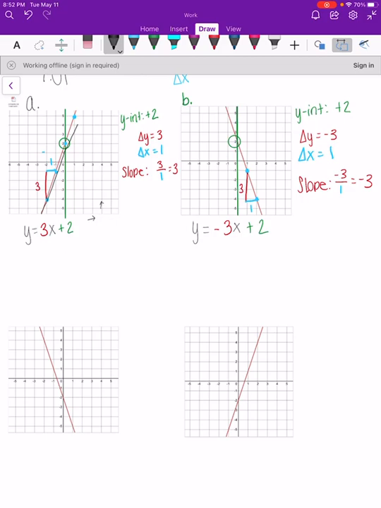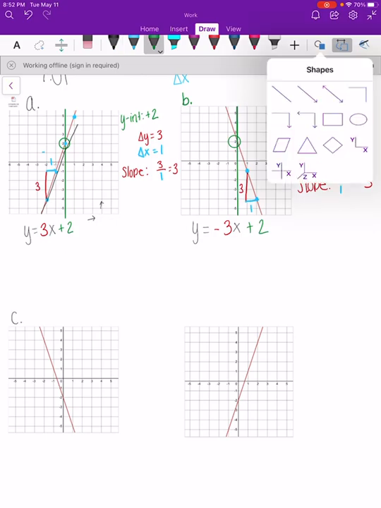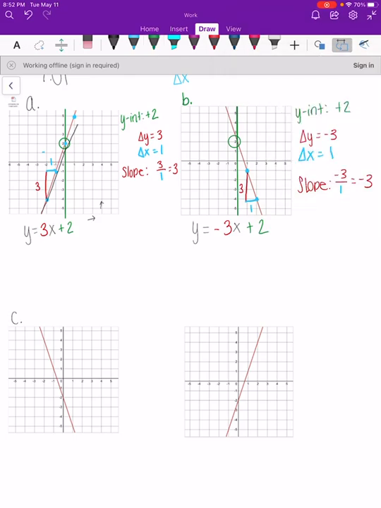Let's call this one down here C. We're going to do the same thing. I'm going to look for my y-intercept first. I think that's just the easiest one to find, so I look for that first. And this time it looks like my line goes through my y-intercept at -2. So this time my y-intercept is -2. And again, this line is going down and to the right, so that means my slope is going to be negative.